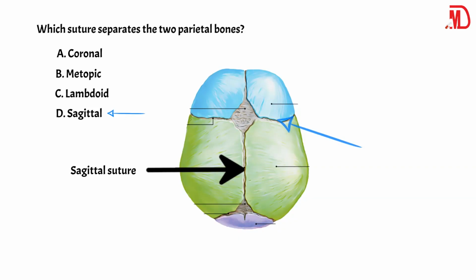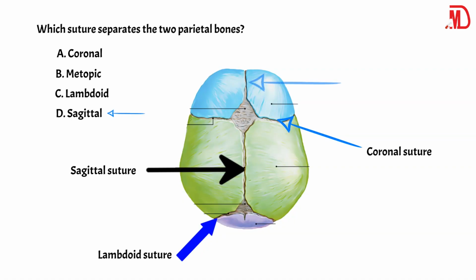Coronal suture separates the frontal bones from the parietal bones. Lambdoid suture separates the parietal bones from the occipital bone. Metopic suture separates the two frontal bones.